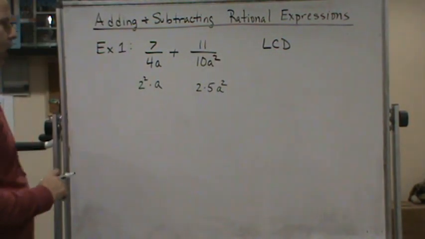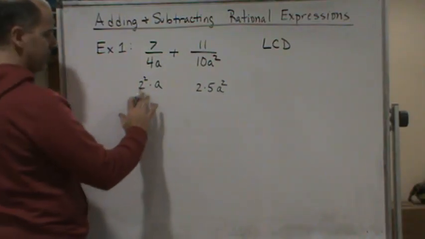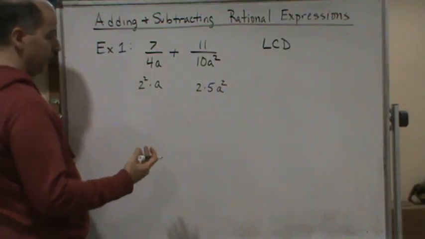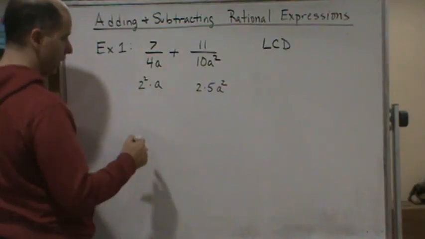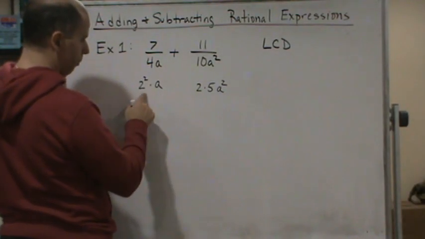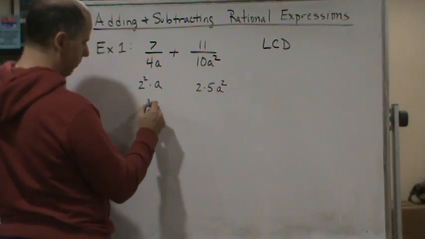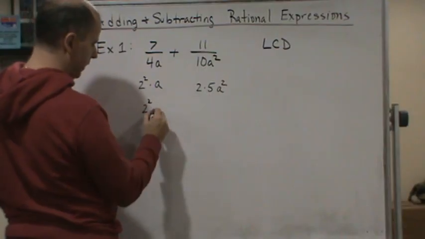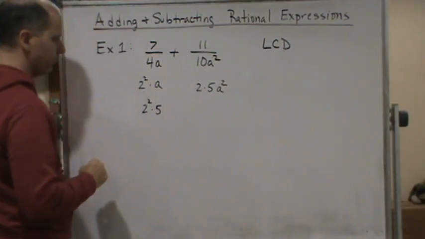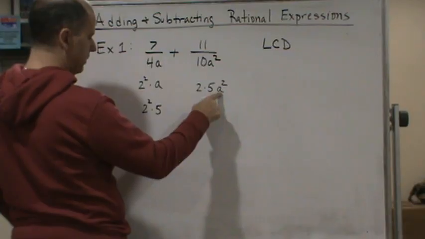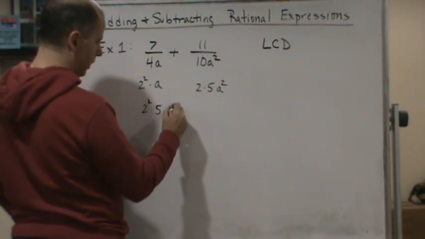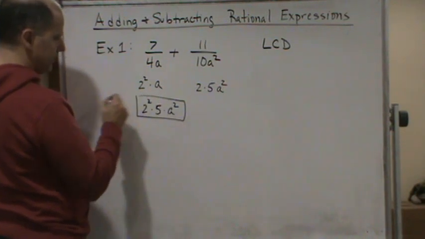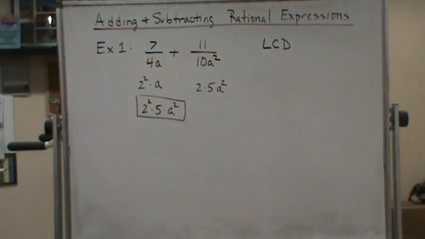So what we're going to do is take all of the common factors, and we're going to take the ones with the highest exponent. So here we've got 2, so we're going to take 2 squared, and then 5, we have no 5 here, but we have a 5 here, so we'll take 5 here. Okay, and then we're going to take a squared here. Okay, now if we combine this will give us our LCD.